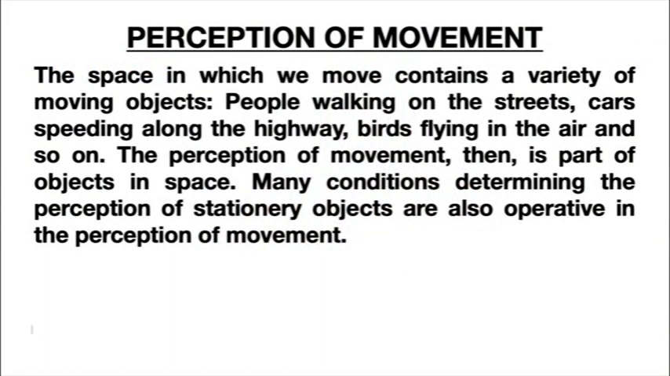The space in which we move contains a variety of moving objects: people walking on the streets, cars speeding along the highway, birds flying in the air and so on. The perception of movement then is part of the objects in space. Many conditions determining the perception of stationary objects are also operative in the perception of movement.